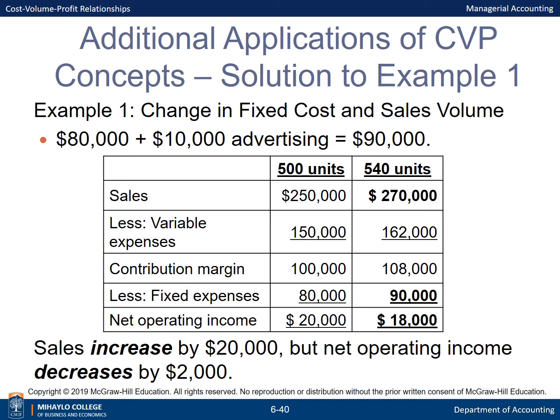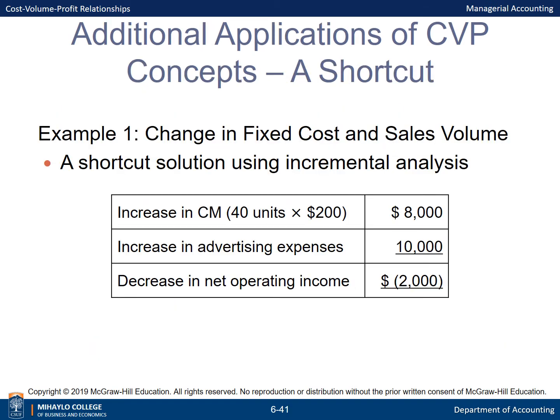That, along with a $10,000 increase in fixed costs from the new advertising campaign, results in a net operating decrease of $2,000. A shortcut solution using incremental analysis calculates the increase in CM, 40 units times $200, of $8,000, and subtracts the increase in advertising expenses of $10,000 to calculate the decrease in net operating income of $2,000.